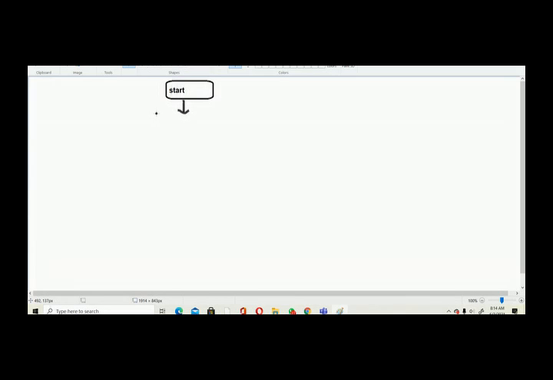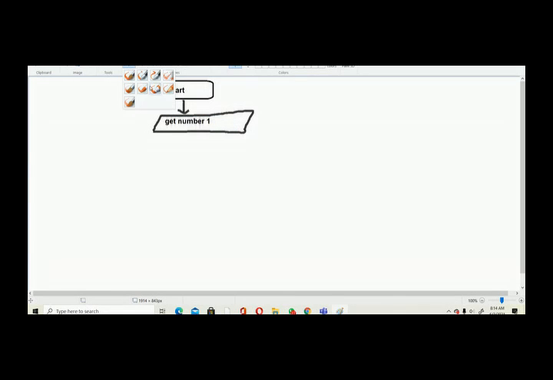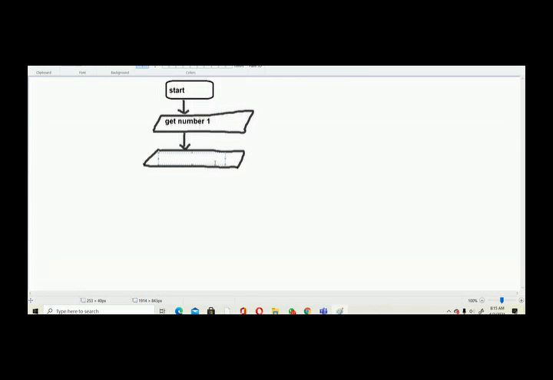So I will draw this in two different parallelograms. Anyway, you can use one also. You can use one parallelogram or two. Get number 1. Then I will get number 2. Madam, I can write get number 1 and 2. Yes, you can write that also. Number 2.